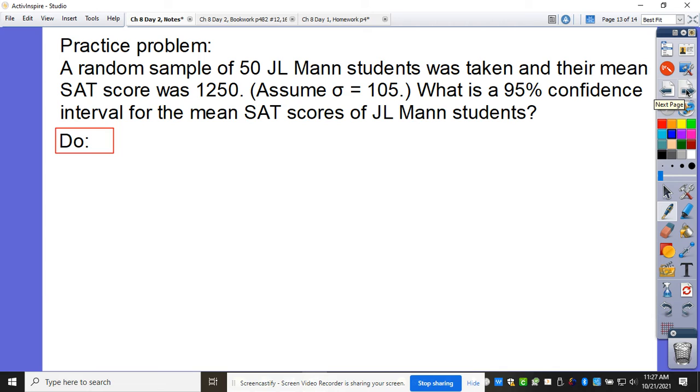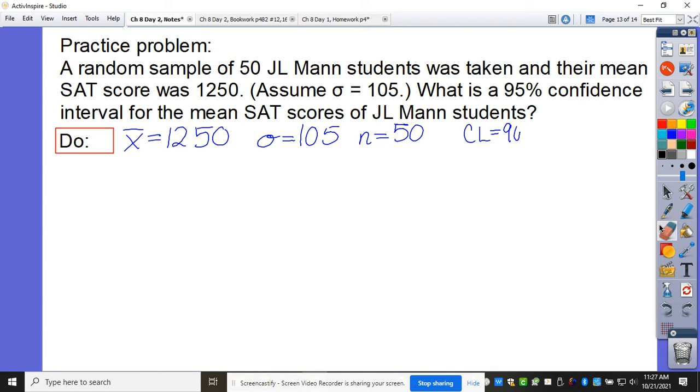Alright, what's the first thing I write down? I'm just going to go in the order that I wrote them down last time. What goes here? X bar. What is my X bar? 1250. What's my next thing? Sigma, because it's sigma, not S, which is 105. What else? Little n, which is 50. And then confidence level. What is our confidence level percent? 90%. Or 95. So yeah.